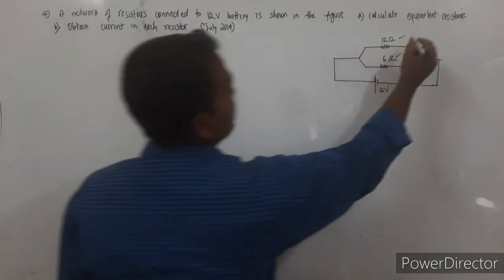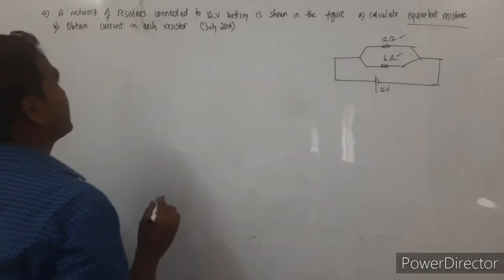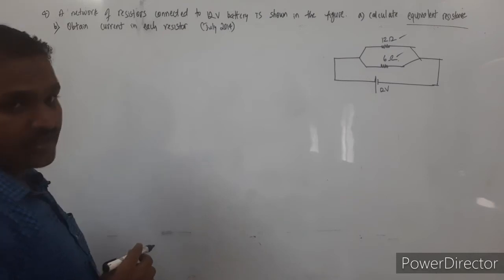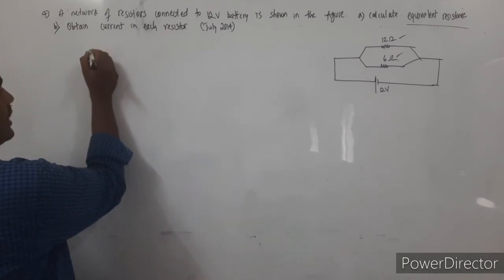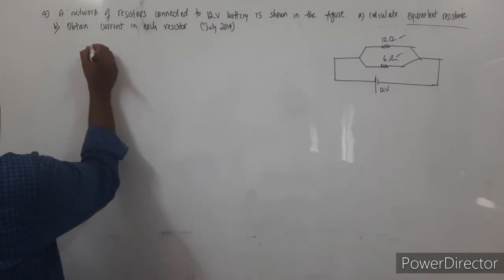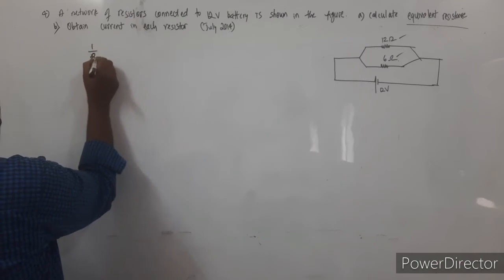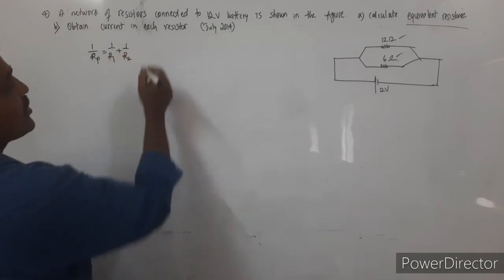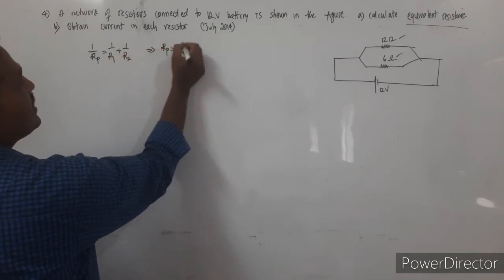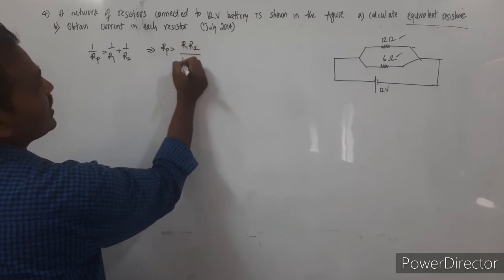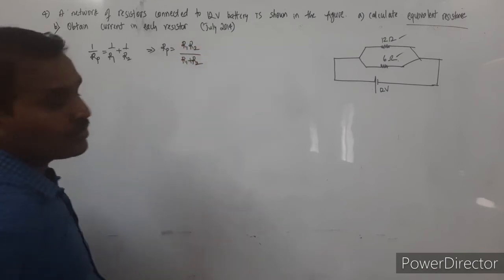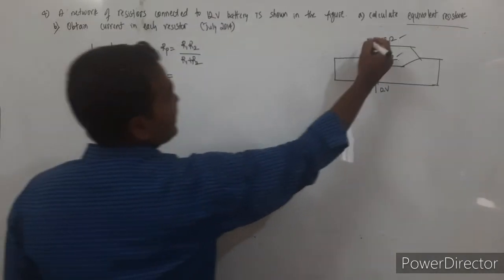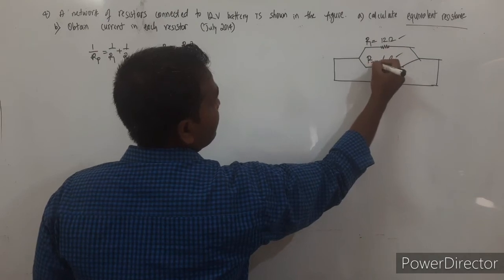So first we have to find out the equivalent resistance of the combination, then we have to obtain the current in each resistor here. First let us calculate the effective resistance. For parallel combination we have 1 divided by Rp is equal to 1 by R1 plus 1 by R2. This same equation can also be written as Rp is equal to R1 R2 divided by R1 plus R2. This we shall take as R1, this we shall take as R2 here.